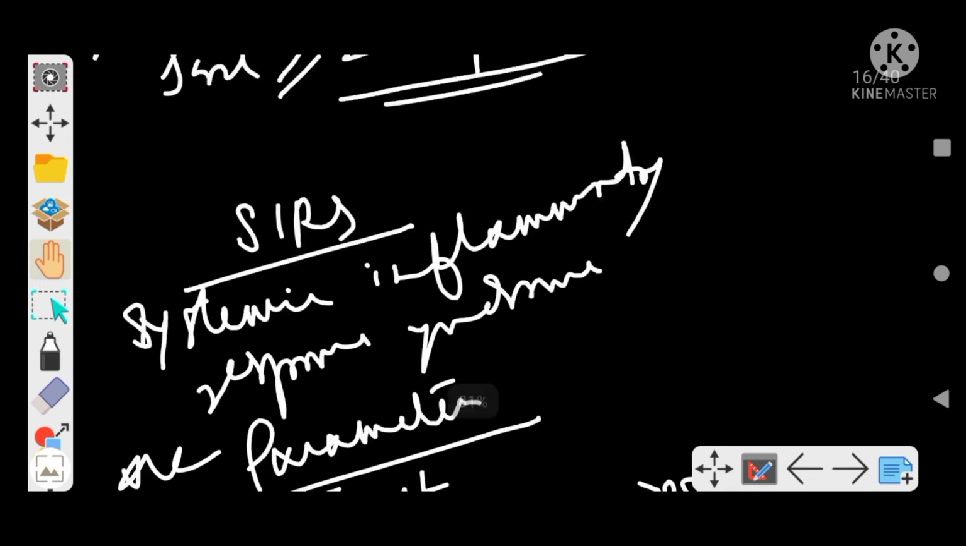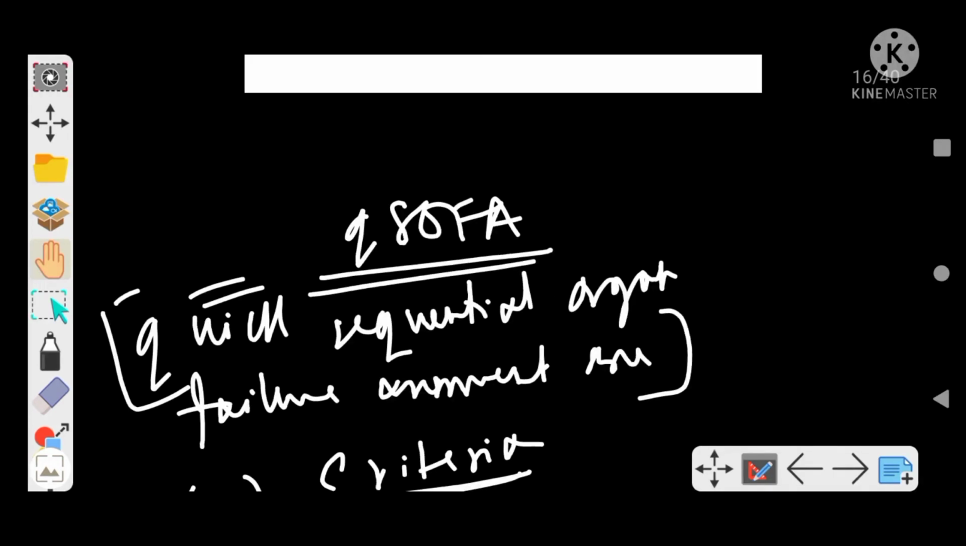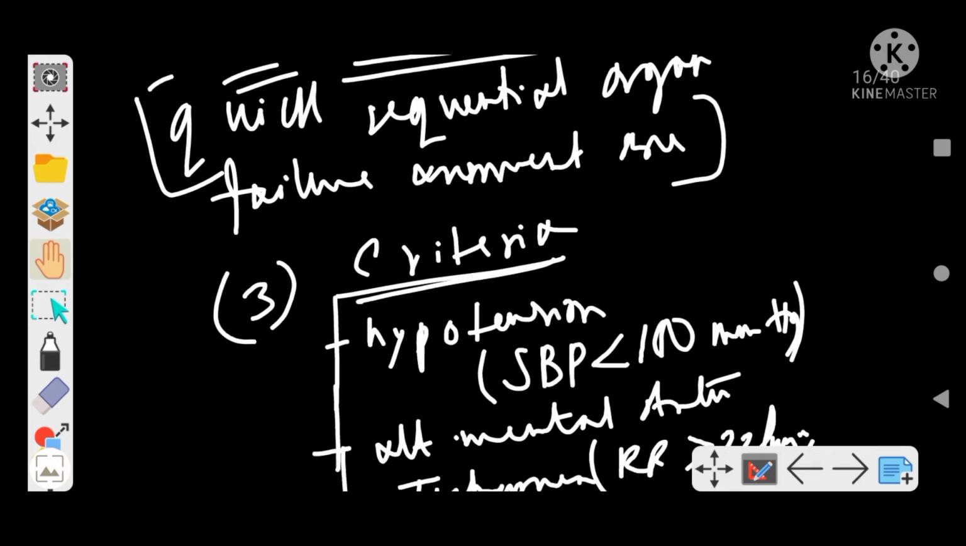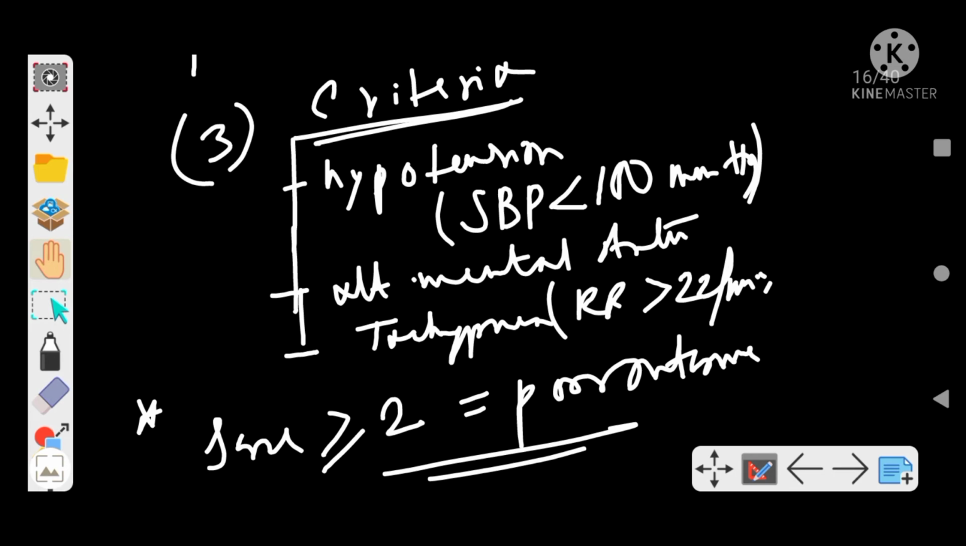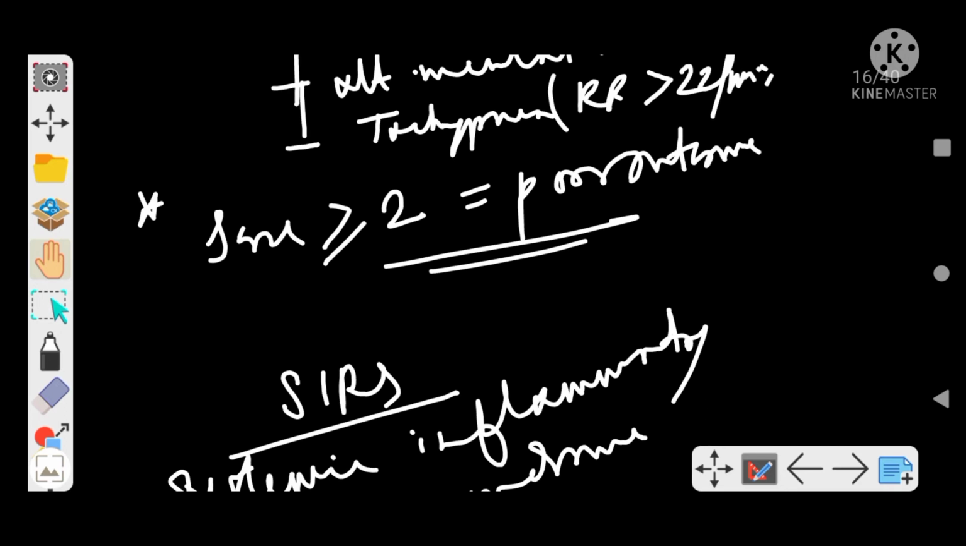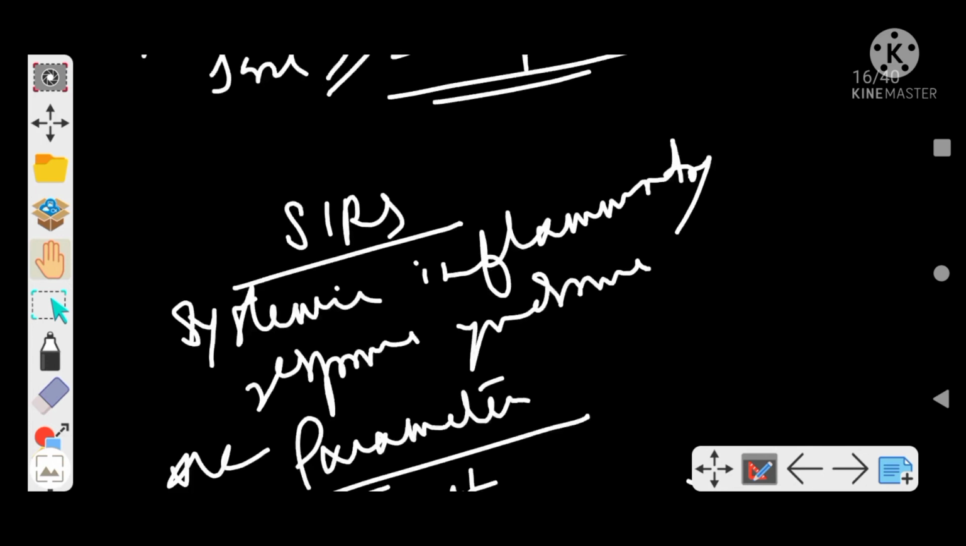Now let us revise the points once again. First, I talked about qSOFA, which is the quick sequential organ failure assessment score. There are three criteria: hypotension, systolic blood pressure less than 100 mm mercury. This is the first criteria. Second one is altered mental status, and third one is tachypnea with respiratory rate more than 22 per minute. A score of more than or equal to 2 suggests poor outcome.